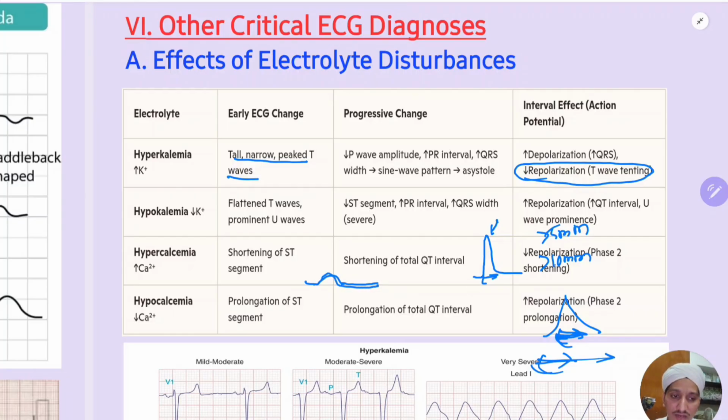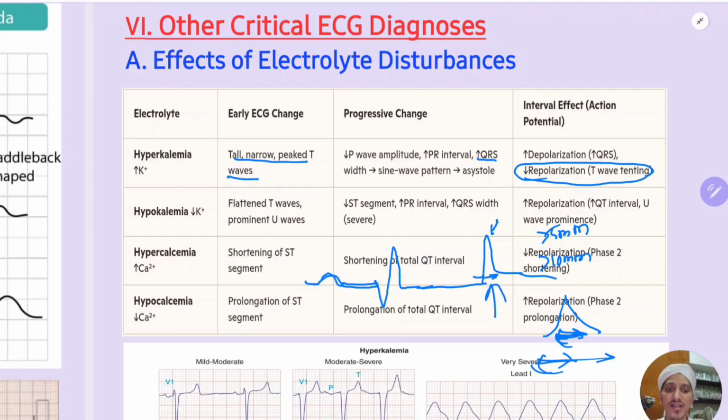Next, if the hyperkalemia still progresses, what will happen? The depolarization in the ventricles will prolong. That's why there is prolongation of the QRS complex, more than 3 small squares. There is prolongation of the QRS complex.